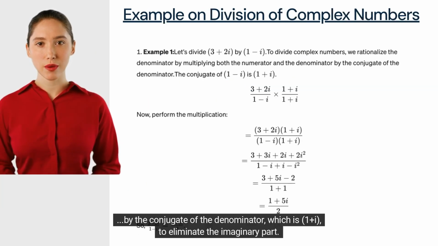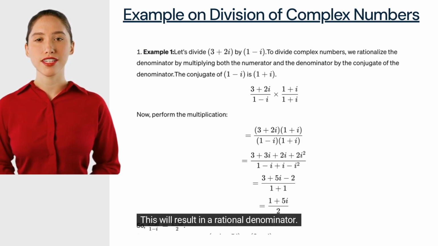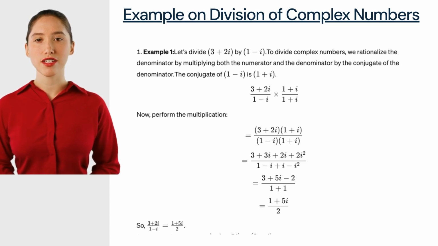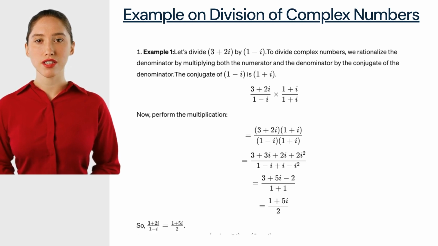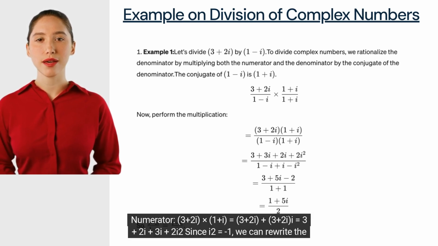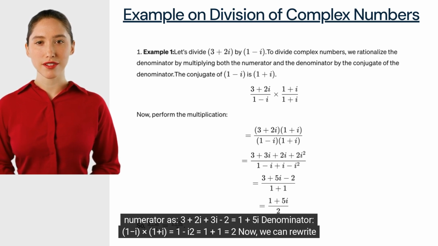Multiply by the conjugate of the denominator, which is 1 + i, to eliminate the imaginary part. This will result in a rational denominator. (3 + 2i)(1 + i) over (1 - i)(1 + i). Now, we can simplify the numerator and denominator separately. Numerator: (3 + 2i)(1 + i) = 3 + 2i + 3i + 2i². Since i² equals -1, we can rewrite the numerator as 3 + 2i + 3i - 2 = 1 + 5i.